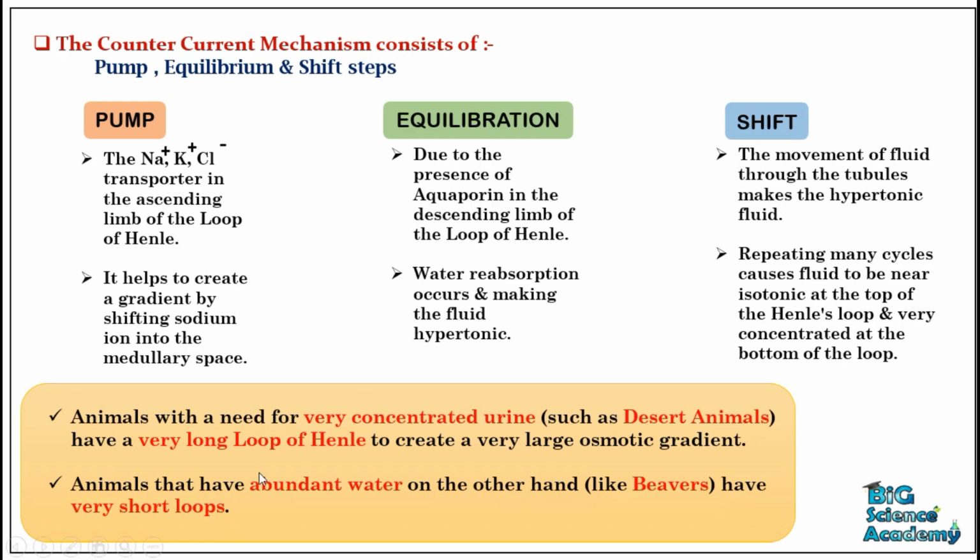Now we will discuss some extra notes. Animals with a need for very concentrated urine, such as desert animals, have a very long loop of Henle to create a very large osmotic gradient. But animals that have abundant water, like beavers, on the other hand have very short loops.